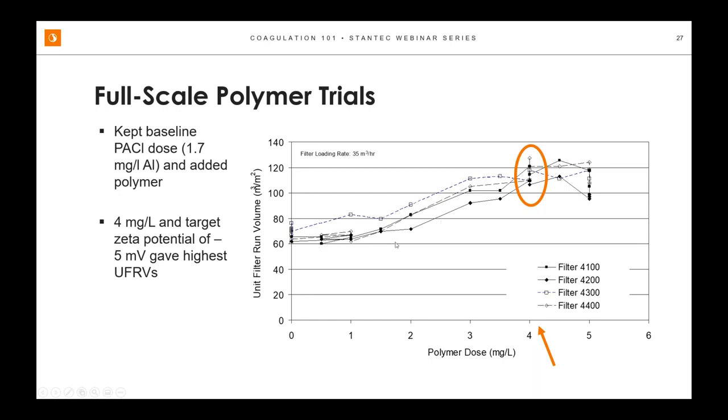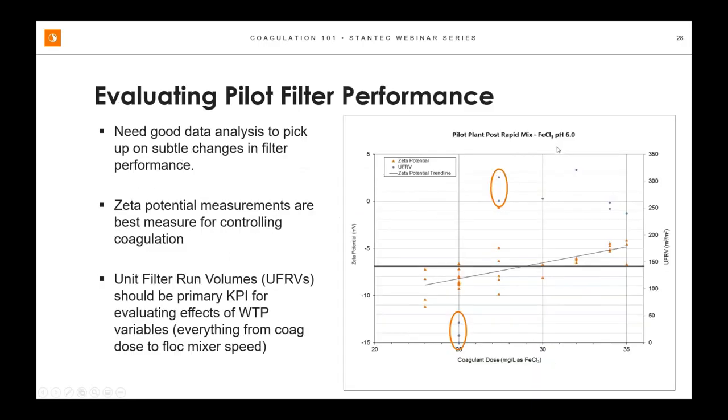And they were quite concerned. 4 milligrams was a lot. It was higher than most people had used. But you can see that unit filter run volume maximized at 4 milligrams per liter, just like it did in the bench. So we're like, okay, we got near neutral particles. Things are working. We're doing the best we can with this particular plant. Okay? So there's nice correlation between zeta potential and performance.